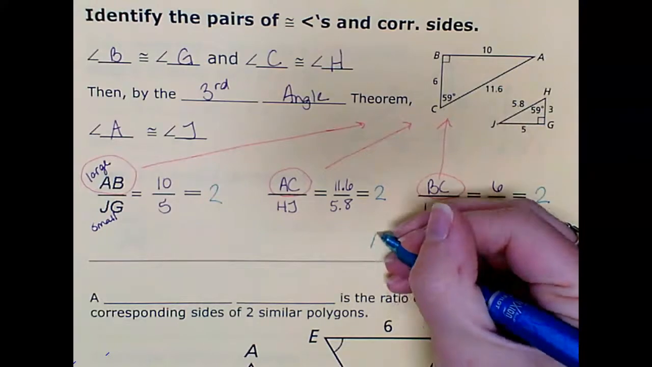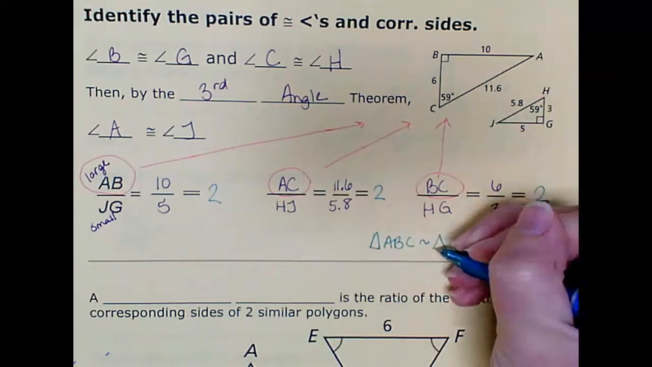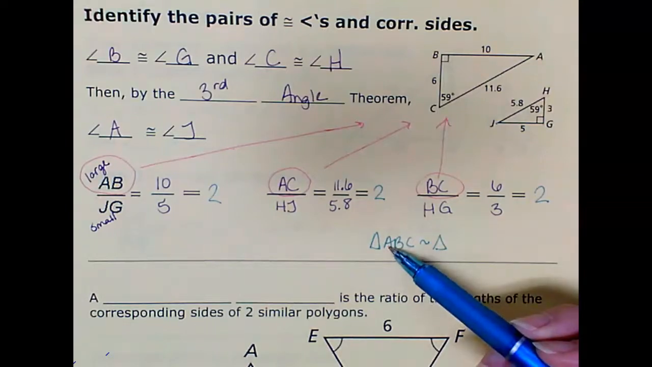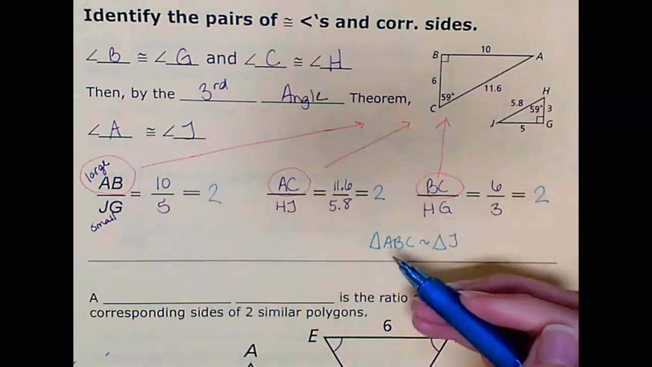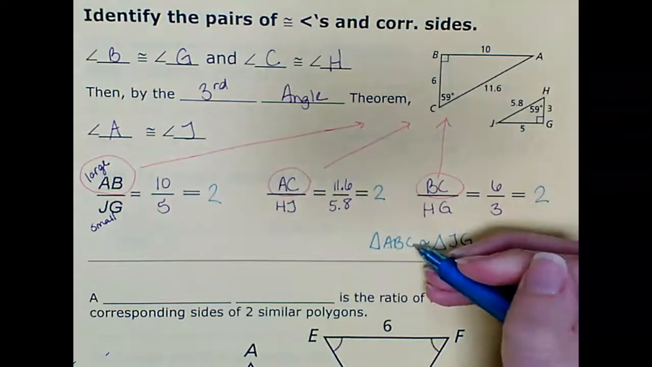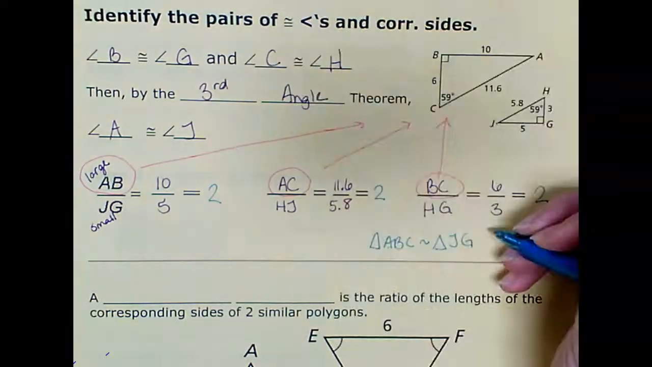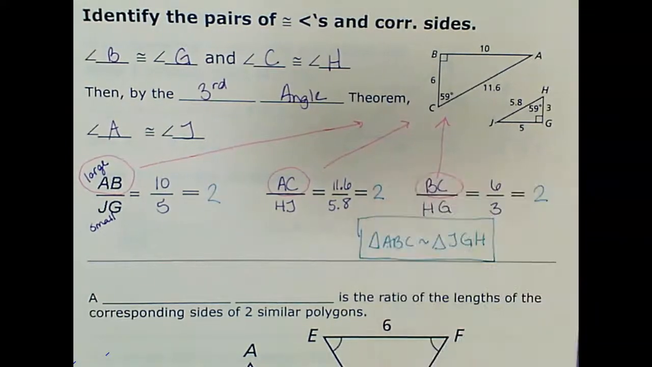So I can say that triangle ABC is similar to triangle, and I need to get the order right. Angle A is congruent to angle J. Angle B is congruent to angle G. And angle C is congruent to angle H. So there's my conclusion.